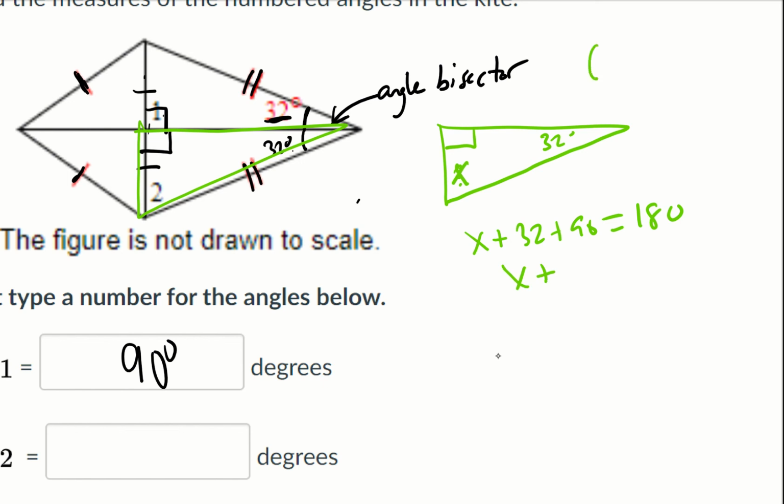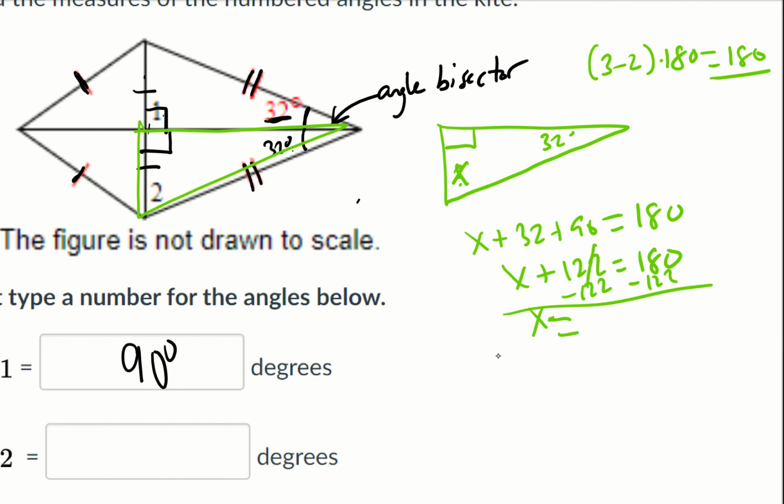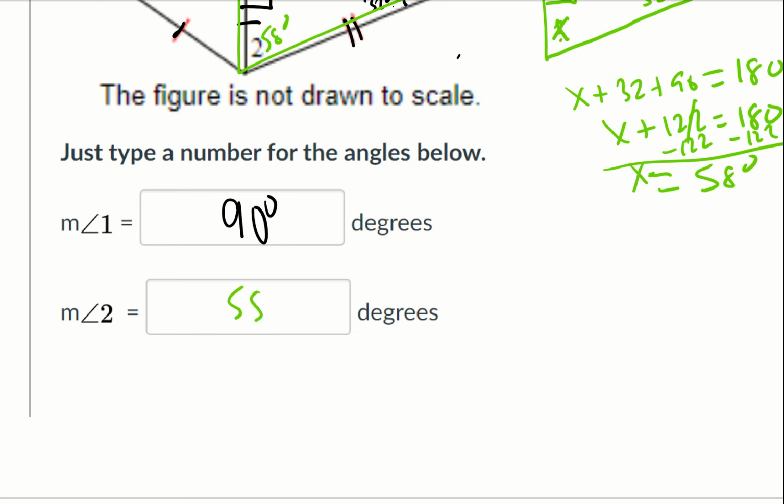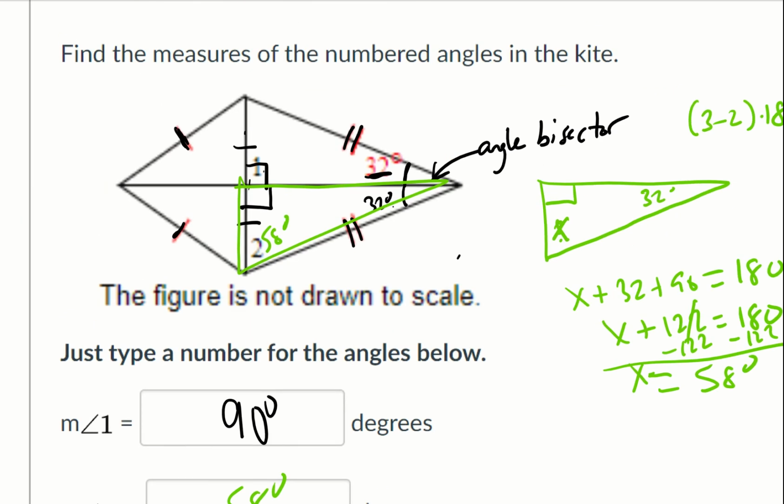And you can use a formula for the triangle, (3 minus 2) times 180, and you'll get 180. Or you could just know from the triangle angle sum theorem that it's 180. So if x plus 122 equals 180, we'll subtract 122 on both sides, leaving us with x equals 58 degrees. So now we know this is 58 degrees. And because that's 58 degrees, that also means that this is 58 degrees as well.